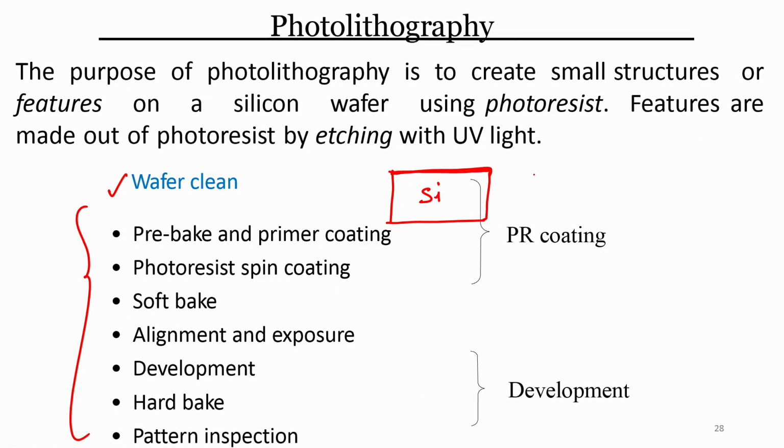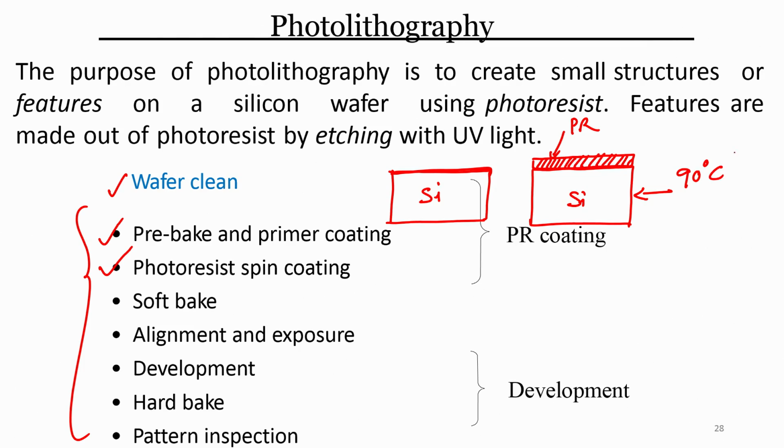After primer coating, next step is photoresist spin coating. So, let us say this is a photoresist. This pattern that I am drawing is your photoresist. So, pre-bake is done, primer coating is done, then photoresist spin coating is done. What is the next step? Next step is I will heat this wafer, which is called soft bake, at 90 degree centigrade for 1 minute on hot plate. So, soft bake is done.